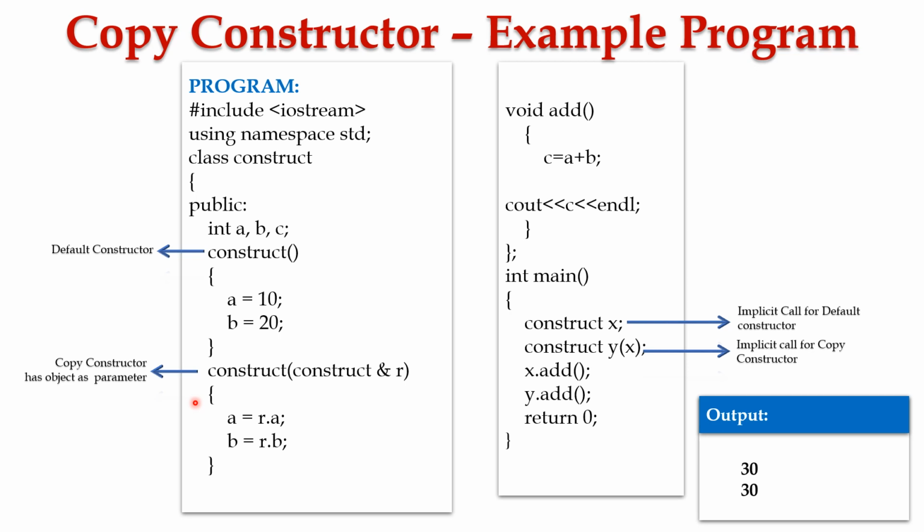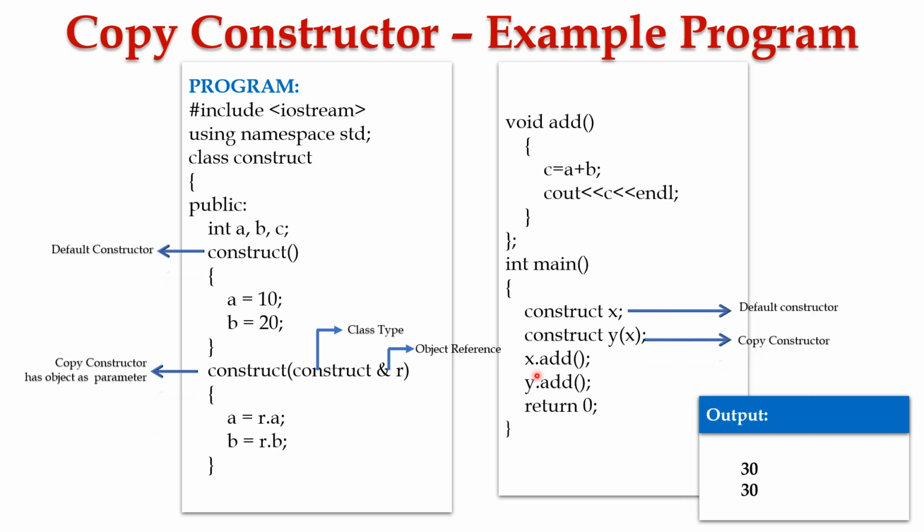So here the copy constructor with argument as construct ampersand R, where construct is class type of object R and ampersand R refers to the object R. Then it initializes the value of the variable A with object R's member variable, that is R dot A. Similarly, it initializes the value of the variable B with object R's member variable, that is R dot B.